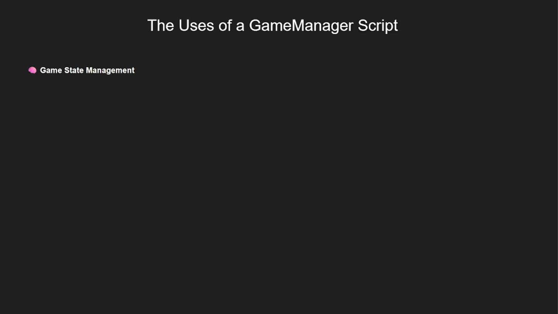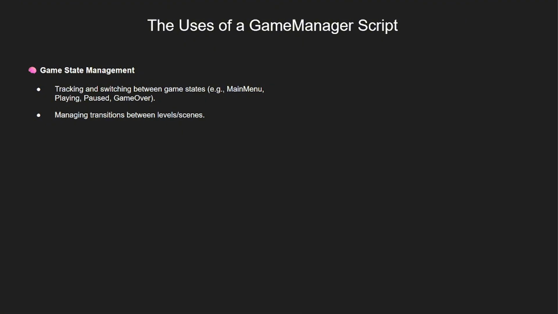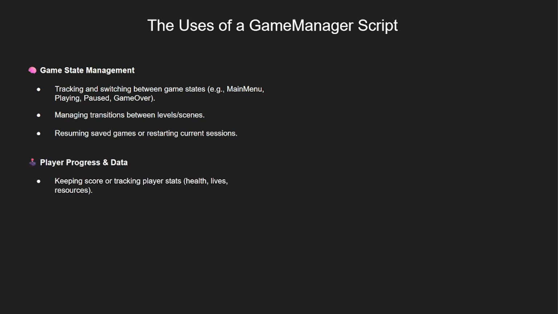And so a game manager script does things like manage the game state, like tracking, switching between the main menu, playing, pause, game over, transitioning from level to level if you have multiple levels or multiple scenes, resuming a save game or restarting the current session. It saves the player's score, tracks their stats like health and lives, saves and loads the player's progress. It handles upgrades, experience, achievements.